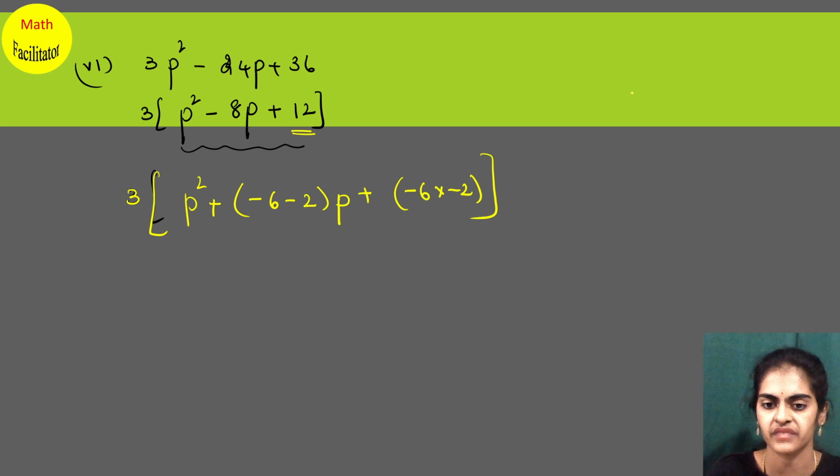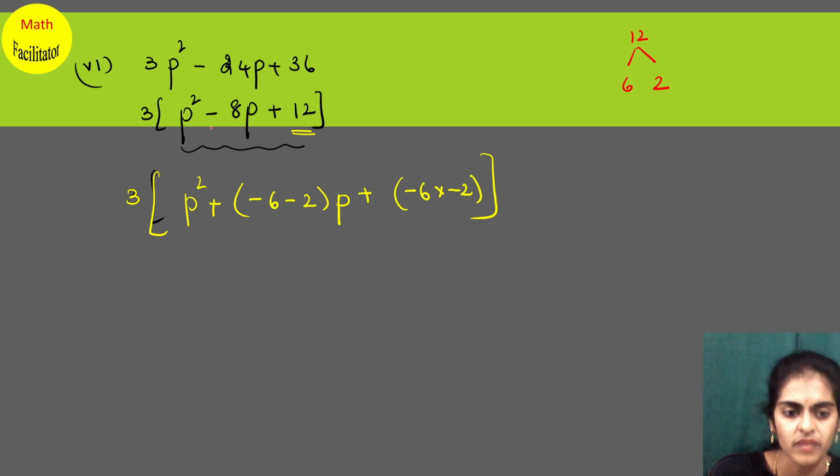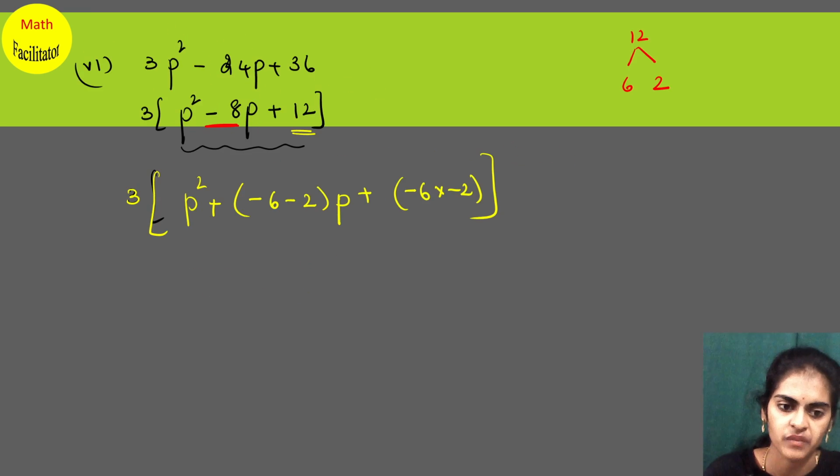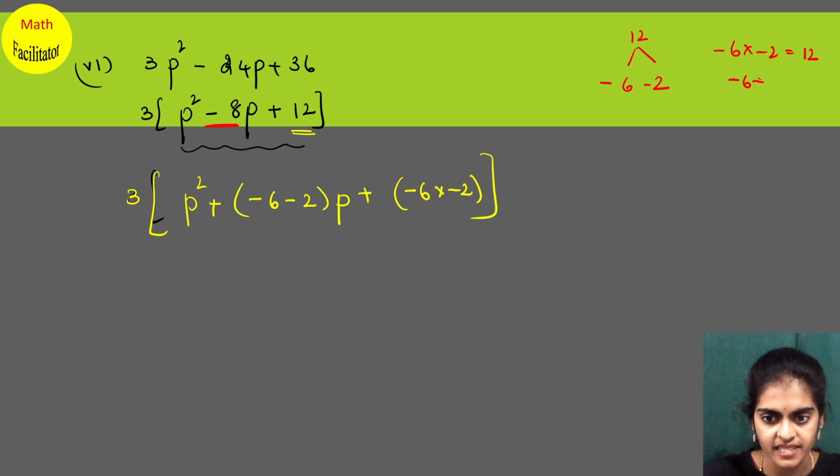Have a look here once. 12 I can write as 6 2s are 12. But I have minus here. In the previous question you had a plus, so directly you had taken. But here you have a minus. 6 plus 2 gives me 8, but I want minus 8. So let me take minus 6 and minus 2. Minus 6 into minus 2 will give me plus 12. Minus 6 plus minus 2 will give me minus 8. So I am taking minus 6 and minus 2, which gives me minus 8, and minus 6 into minus 2 gives me 12.